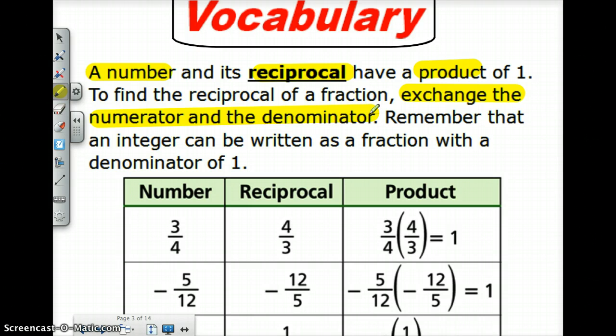Remember that an integer can be written as a fraction with a denominator of 1. So if you're given a whole number, you can always change a whole number into a fraction by just putting a 1 in the denominator.